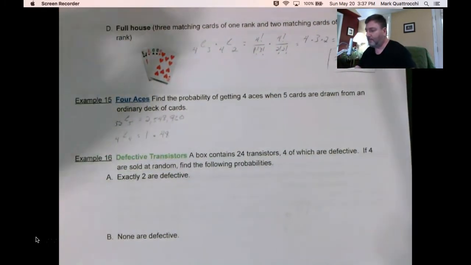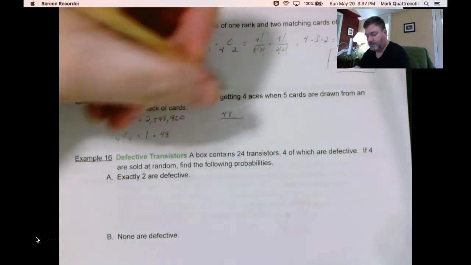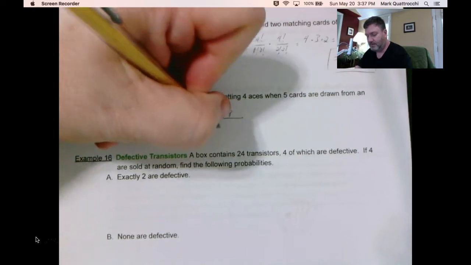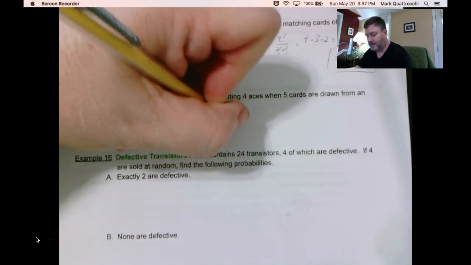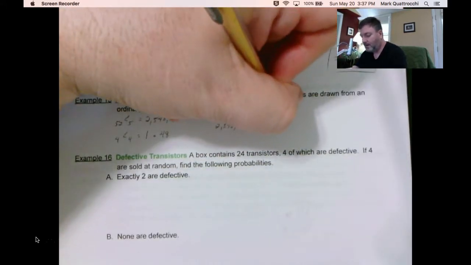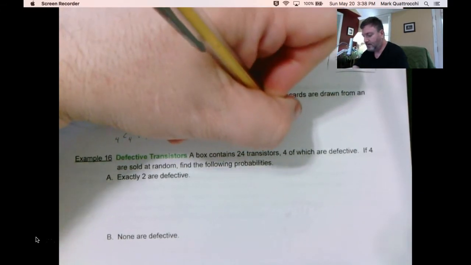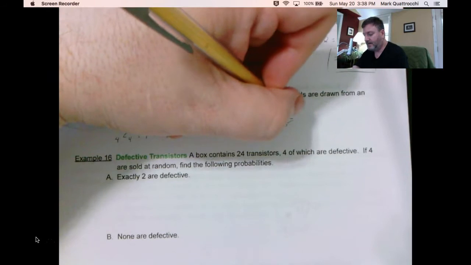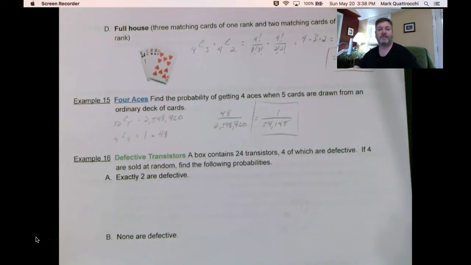So this is now 48 out of 2,548,960, or 1 out of 54,145 different 5-card hands is going to be 4 aces.